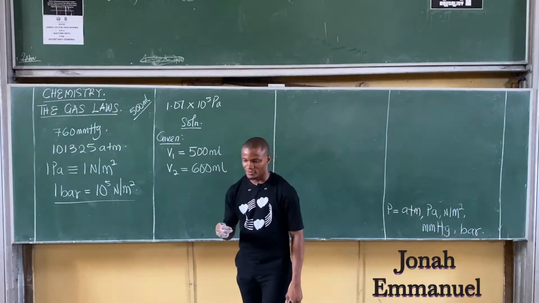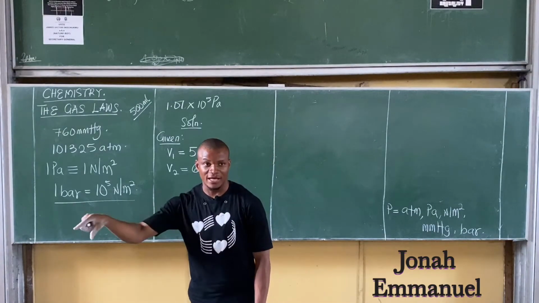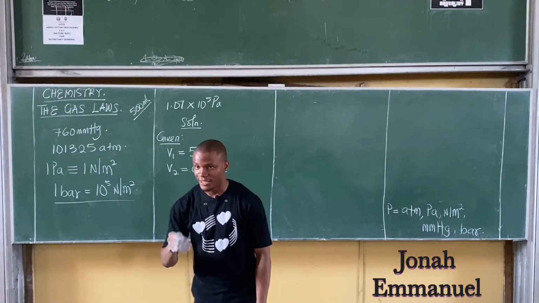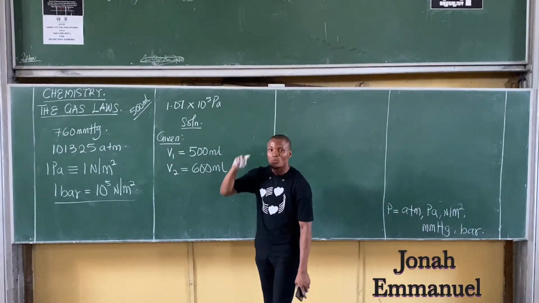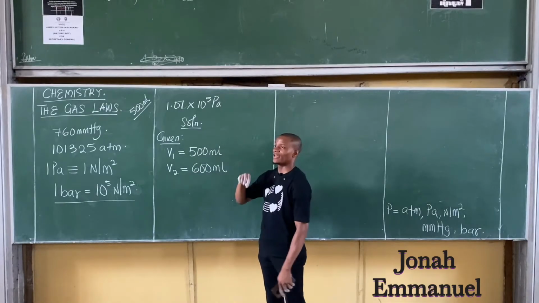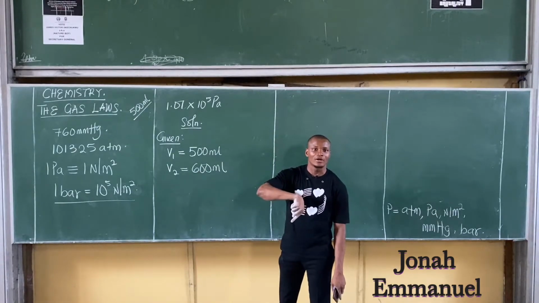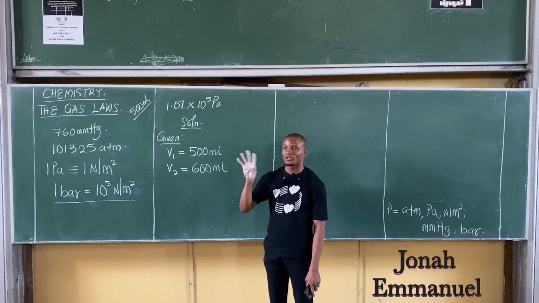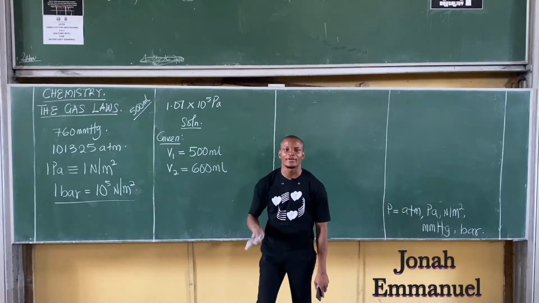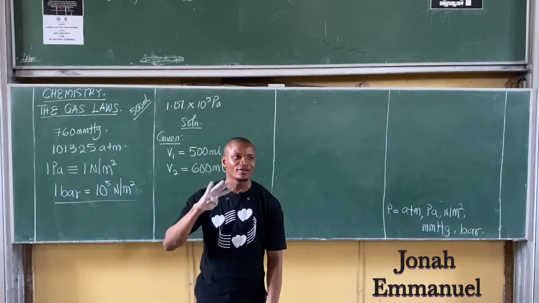From the question, the first volume I saw there was V1, no problem. The second one there was V2, no problem. Now from there I'm seeing my first pressure. That's what I have here. Should it be P1 or P2? P2. Any contrary opinion? No, feel free. If you think it's P1, you feel it's P1.